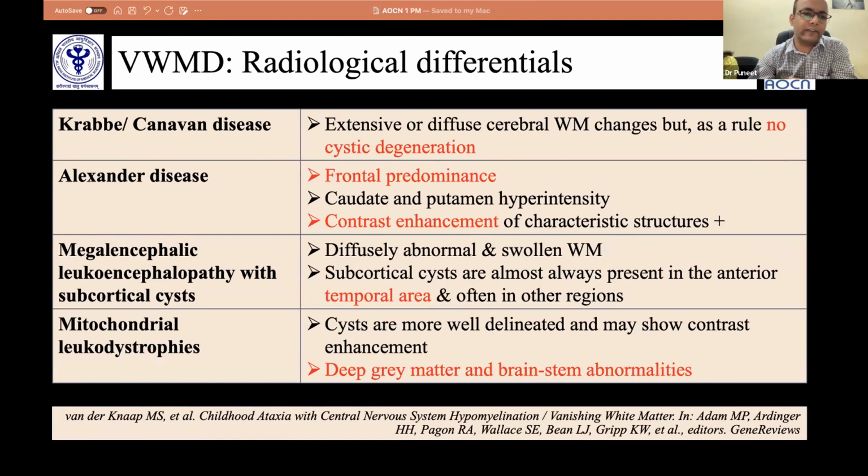Now, coming to the radiological differentials, Krabbe's and Canavan's are radiological differentials because they have extensive or diffuse cerebral white matter changes, but as a rule, we won't find any cystic degeneration in Krabbe's and Canavan disease MRIs. In Alexander disease, there will be frontal predominance and contrast enhancement, which is not seen in vanishing white matter disease. In megalencephalic leukoencephalopathy with subcortical cysts, the cysts occur first in the temporal area, and there will be diffusely abnormal and swollen white matter, especially in younger children. In mitochondrial leukodystrophies, the deep gray matter and brain stem abnormalities will be very prominent.